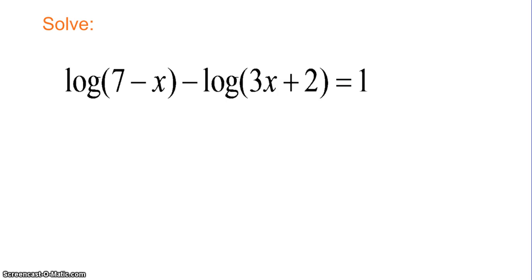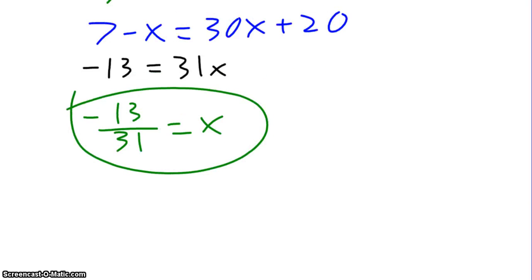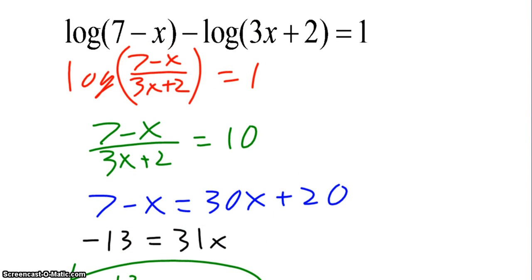Last one. Log of (7 minus x) minus log of (3x plus 2) equals 1. To solve this, pause the video, unpause when you're ready to check your work. Alright, so we should end up with x equals negative 13 over 31. How do we get to that?